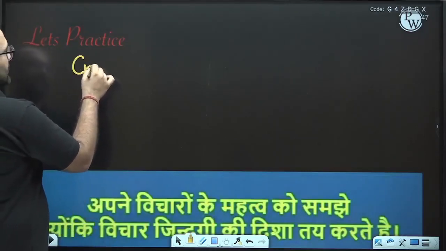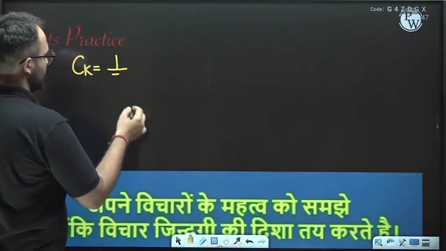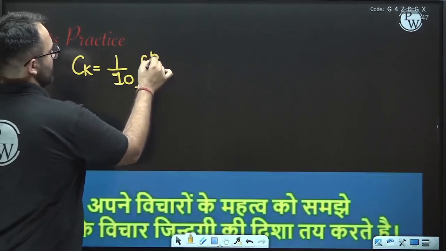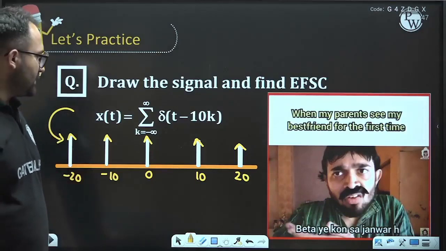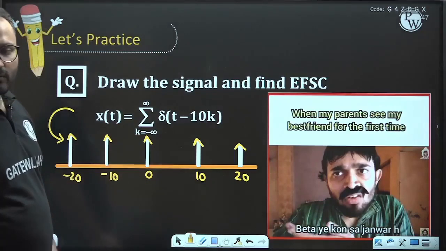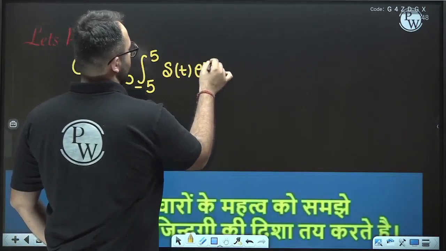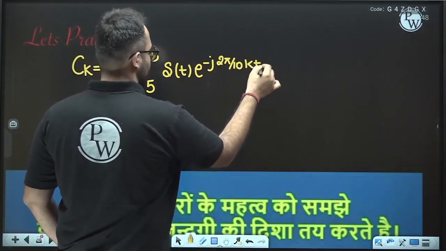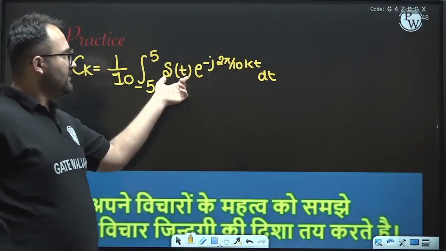The formula of Fourier series is 1 upon time period. Time period is 10 here. 1 upon time period, integration over time period, so minus 5 to 5. And from minus 5 to 5, we can see that this signal is only equal to delta t, so delta t e to the power minus jk omega naught t dt.